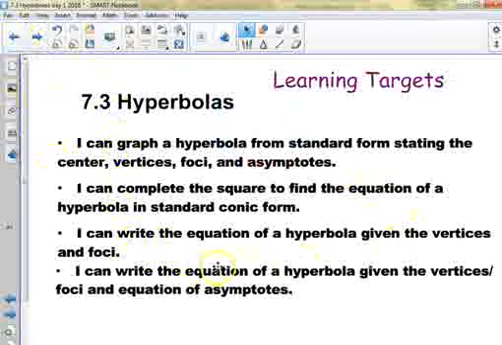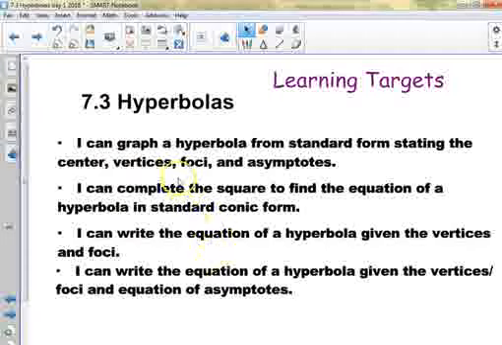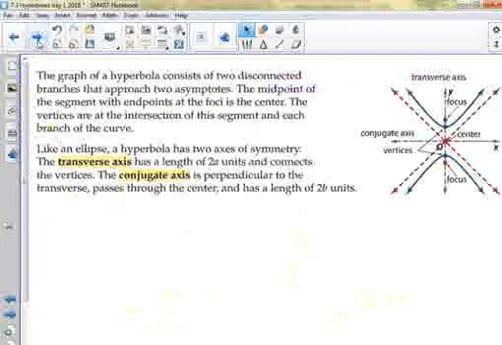So, all right, our learning targets today, this is more important for us. I can graph a hyperbola from standard form stating the center, vertices, foci, and asymptotes. Those are the things you're going to have to know. I can complete the square to find the equation. I can write the equation given the vertices and foci, or given the vertices and equation of the asymptotes.